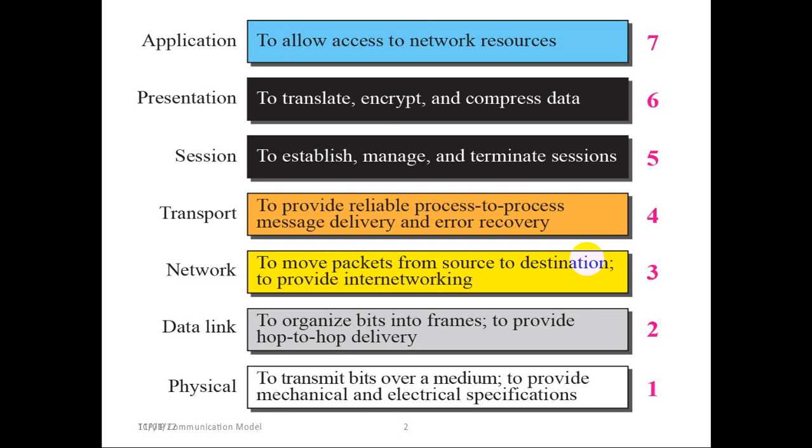And layer 6, which is also known as the presentation layer. What does layer 6 do? Layer 6 translates, encrypts and compresses the data. And the application layer, which is also known as layer 7, allows access to the network resources.